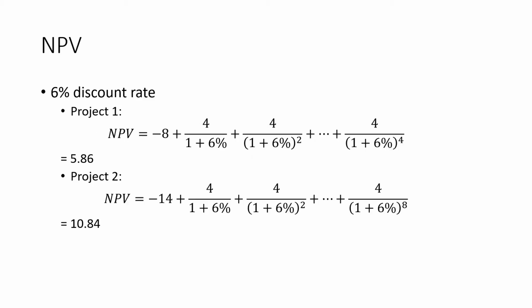Now we will calculate NPV of the two projects. With a 6% discount rate, the net present value of the first project is $5.8 million. The net present value of the second project is $10.84 million. With NPV as criterion, we will choose the second project.